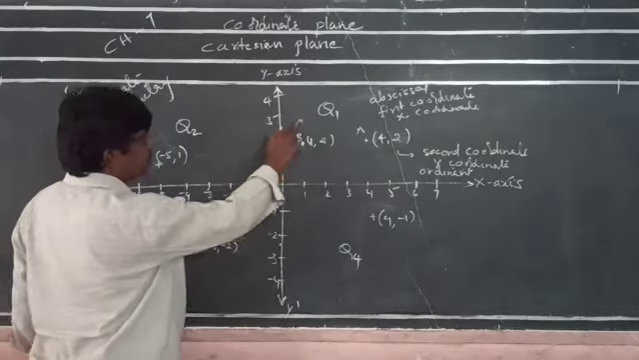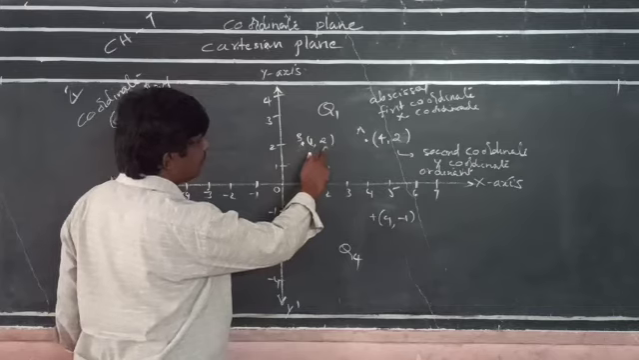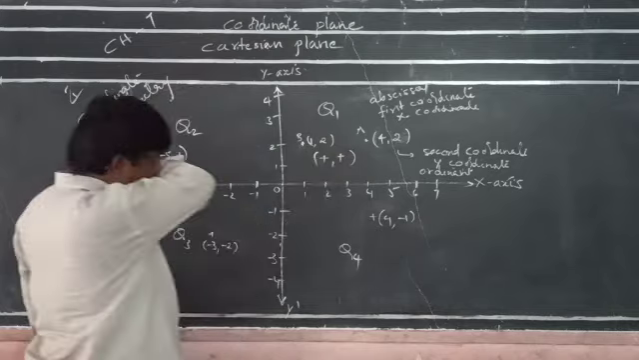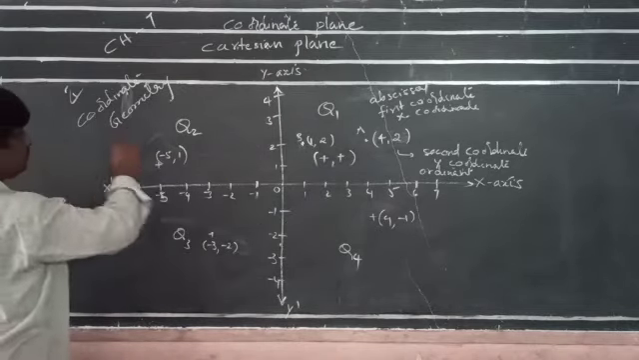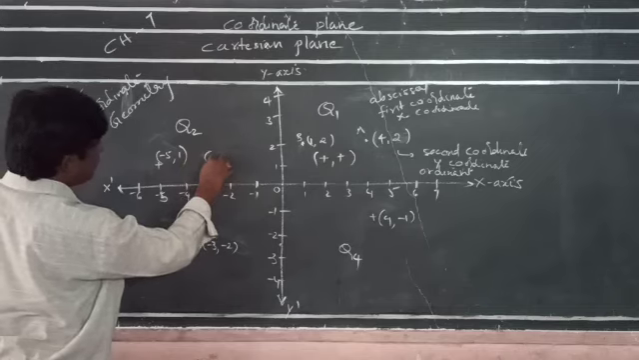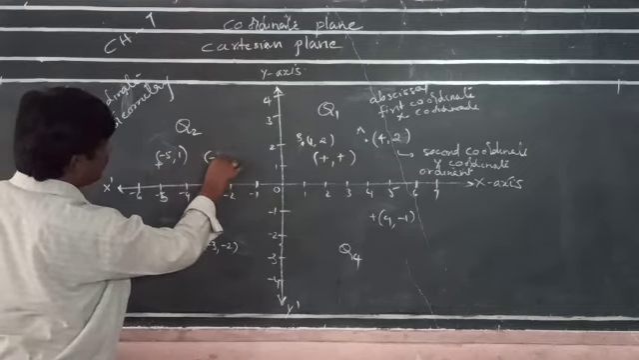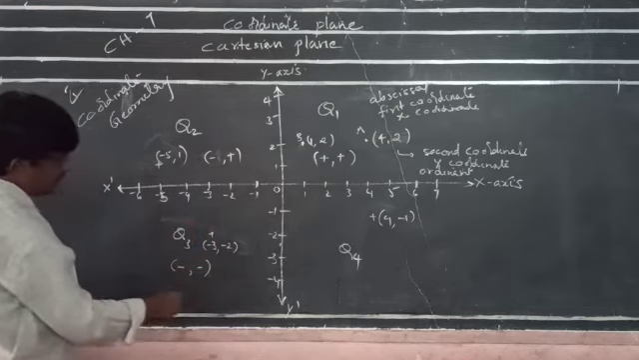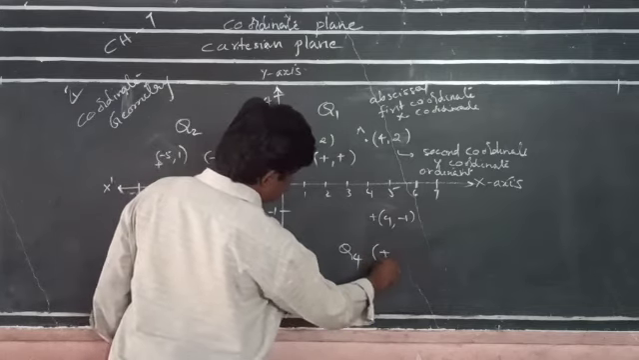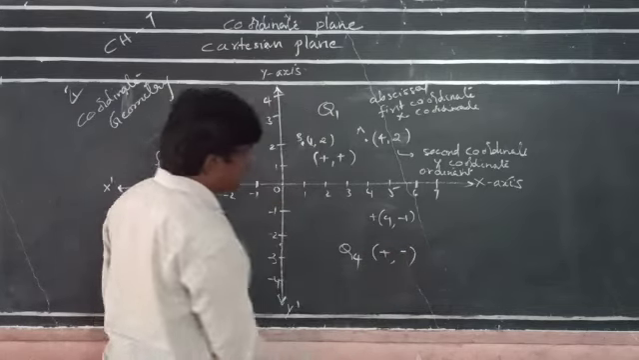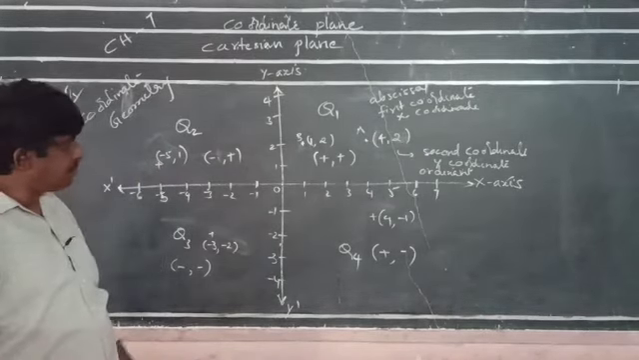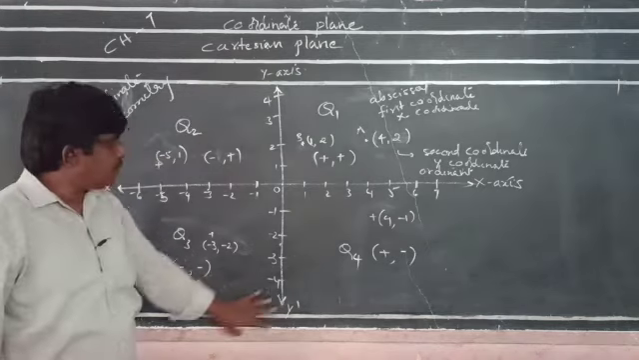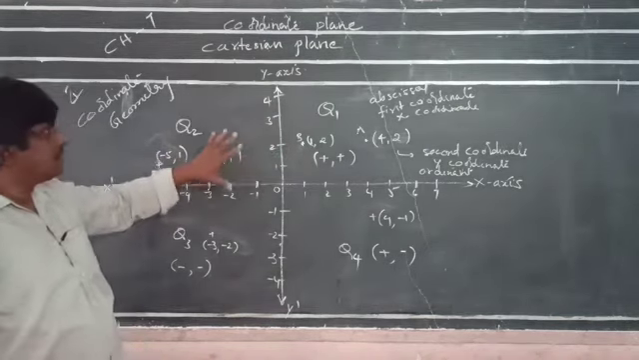Quadrant 1 consists of ordered pairs having positives: the x coordinate is positive and the y coordinate is positive. The second quadrant has the x coordinate negative and the y coordinate positive. In the third quadrant, both the x coordinate and y coordinate are negative. And the fourth quadrant has the x coordinate positive and the y coordinate negative. In this way, we will learn the concepts involved in the coordinate system.